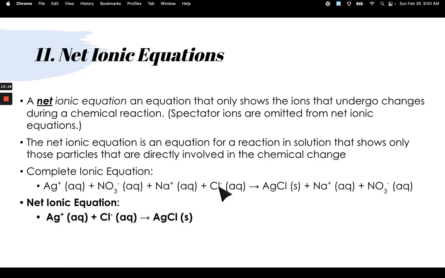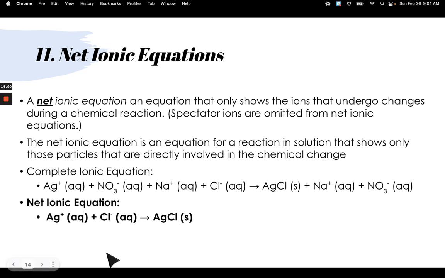And that leads us to something called a net ionic equation. A net ionic equation is an equation that only shows the ions that undergo changes during a chemical reaction. So the spectator ions are omitted from a net ionic equation. The net ionic equation for a reaction in solution shows only those particles that are directly involved in the chemical change. So notice the difference between complete ionic and net ionic. We do not include the spectator ions. Nitrate and sodium don't change, so we take them out.